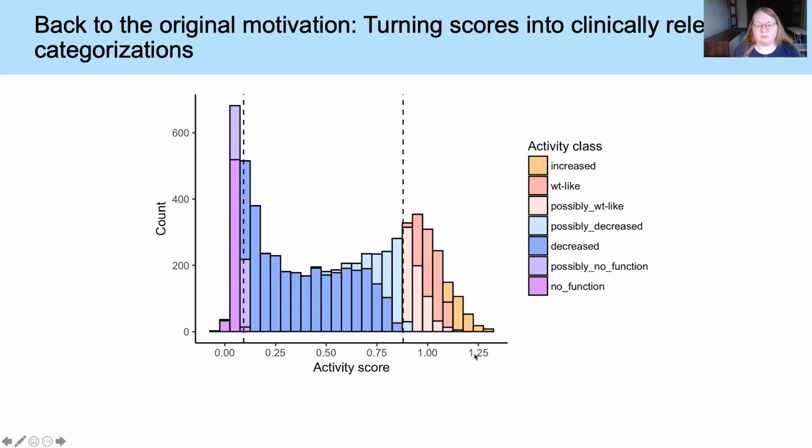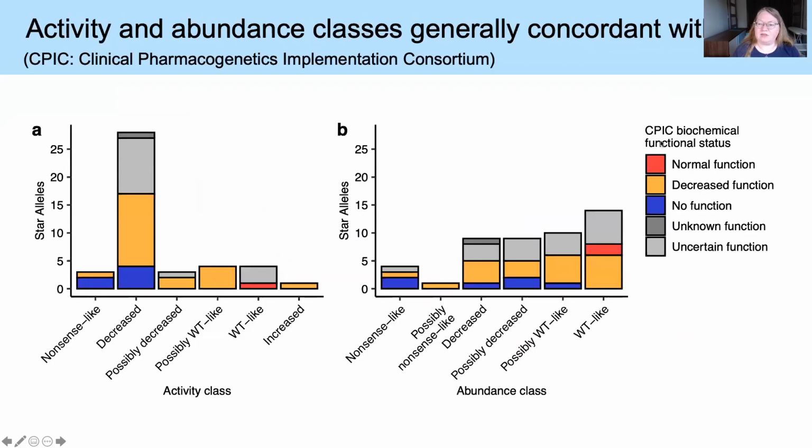And so what we did was we turned these scores that we got from our activity assay into categories that kind of match what the databases use for deciding if there's activity or not. And these activity assays, when we bin them and look at where their status corresponds with what's in the databases, and in particular in the CPIC database, that this consortium is essentially responsible for curating all of the data on variant information and deciding what reaches an evidence threshold that's worthy of being able to give a recommendation to clinicians.